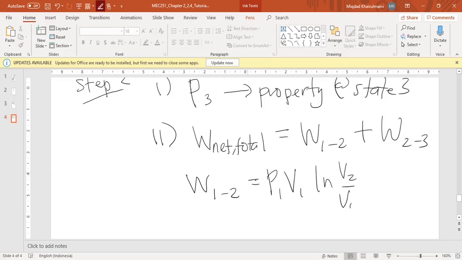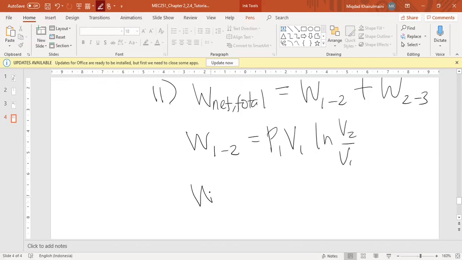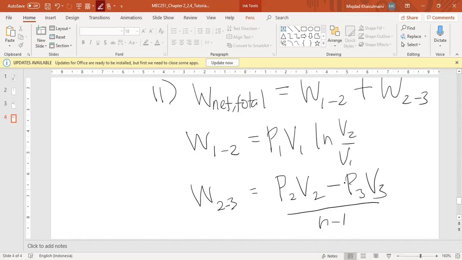Okay, so for work 2-3, we have P2 V2 minus P3 V3 over n minus 1. We can also write it in terms of P3 V3 minus P2 V2, but make sure that it's 1 minus n and not n minus 1. But I prefer writing it this way. So we have both boundary work equations here, so we can solve individually and then just add them up to get the total amount of boundary work.